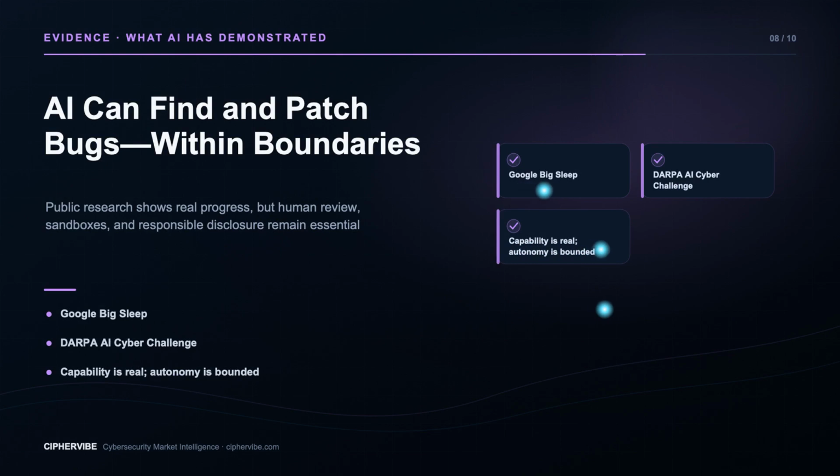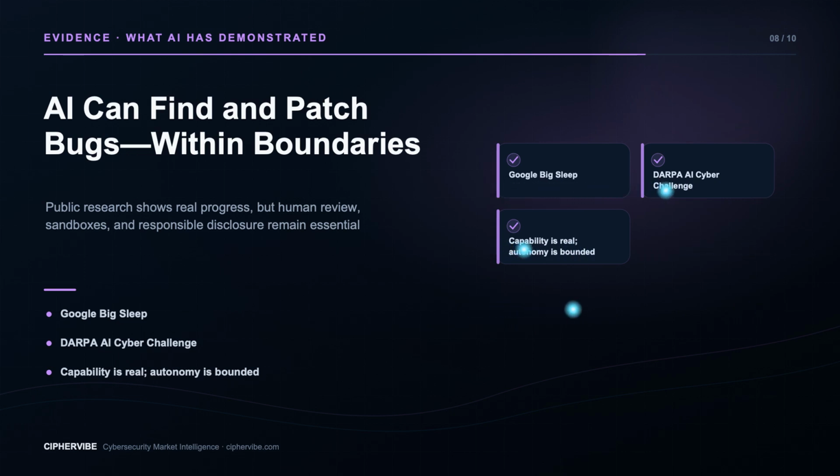Google Project Zero and DeepMind reported that Big Sleep found a previously unknown exploitable memory safety issue in SQLite before it reached an official release. Google described it as the first public example of an AI agent finding this kind of issue in widely used real-world software. The work used an AI-assisted vulnerability research framework and expert review, not an unsupervised model patching the internet.